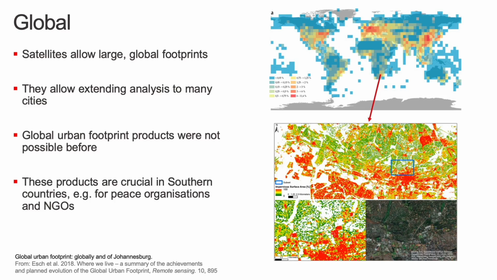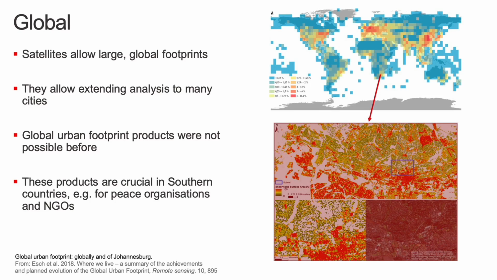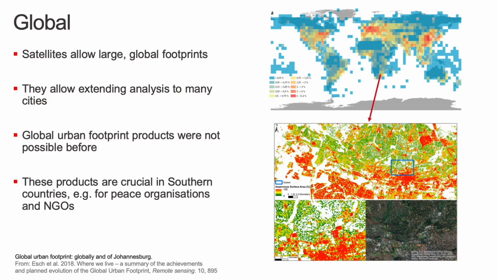And not only can we see the ensemble of the planet in terms of urbanization, but then we can zoom in, like in the example below of Johannesburg, where we can analyze at a very local scale how much of the urban space is occupied by impervious surfaces, let it be buildings, asphalt, roads, and the like. And this is information that we could not have before because we didn't have these satellites coming back at regular intervals. And this is crucial information, especially in southern countries. Imagine planners, peace organizations, non-governmental organizations. This information is and must be accessible to everyone.